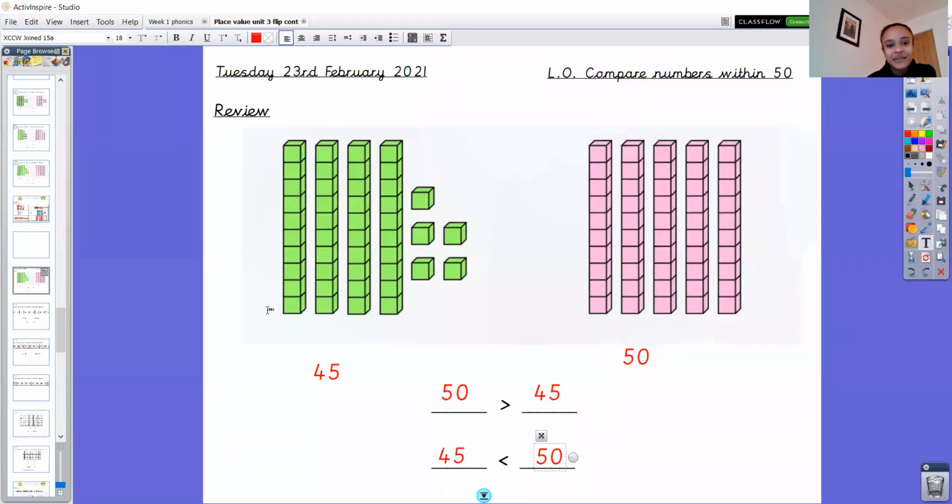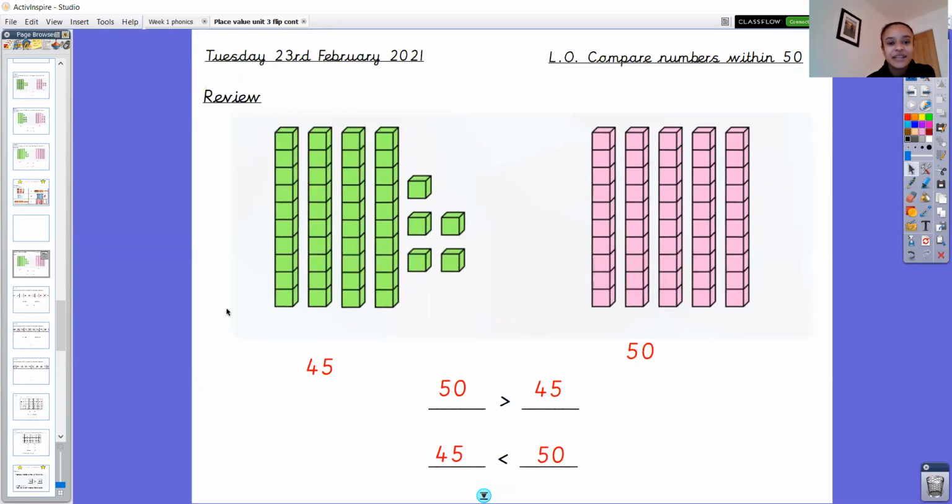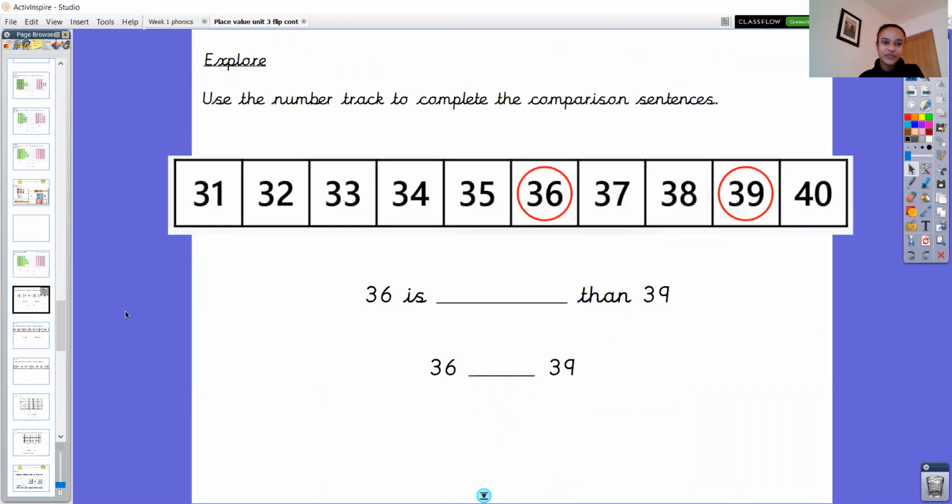Well done, Year 1. So we've got 45 here and we've got 50 here. We know that 50 is more than 45 and 45 is less than 50. Brilliant. Okay, so what we're going to be doing today is very similar to what we did yesterday, but without the groups of objects to help us. So this one says, use the number track to complete the comparison sentences. So no symbols. In fact, yes, there is a symbol. We've got one with a word and one with a symbol, okay?